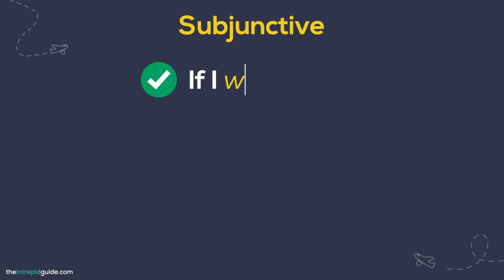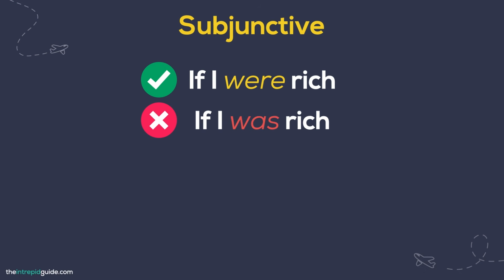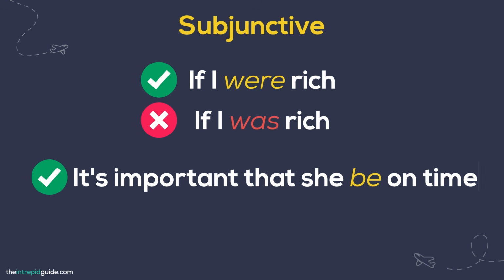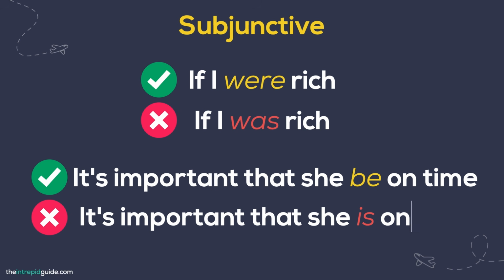Now, English has this same mood, but we just barely use it anymore. If you say, if I were rich, that were is the English subjunctive, instead of saying, if I was rich. Same with, it's important that she be on time. Instead of is on time, be is the subjunctive too. While English has mostly replaced the subjunctive, it's still at the very heart of Italian grammar.